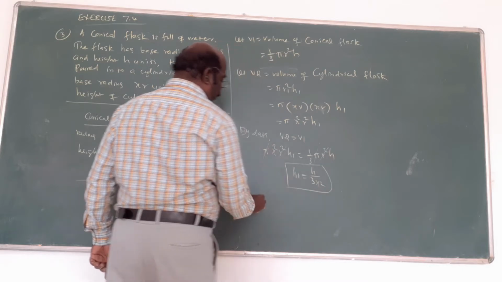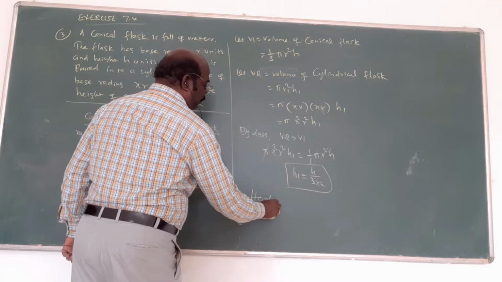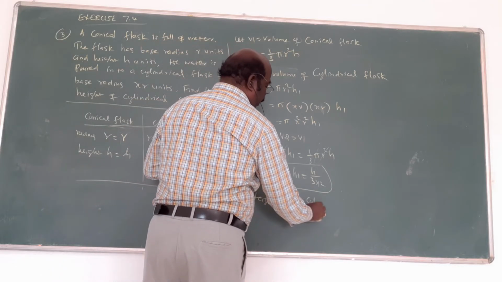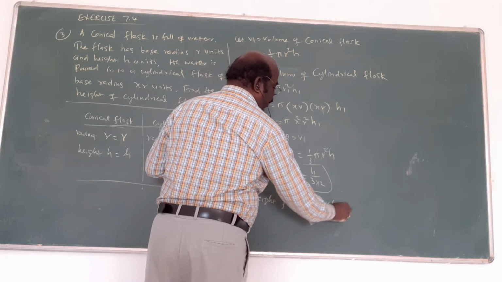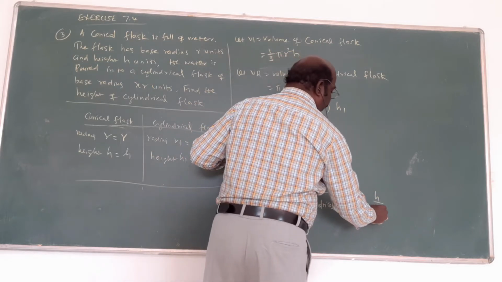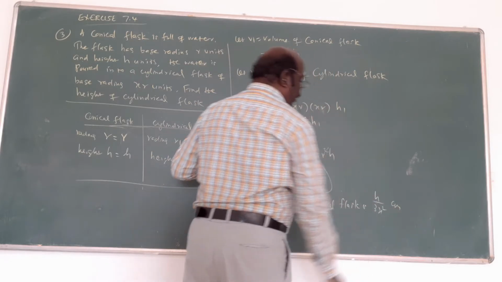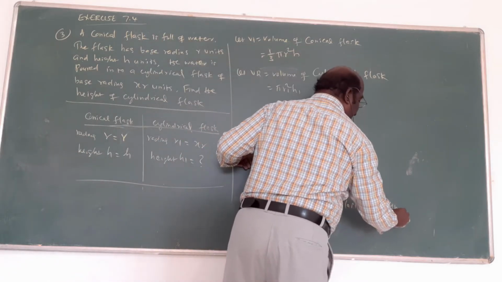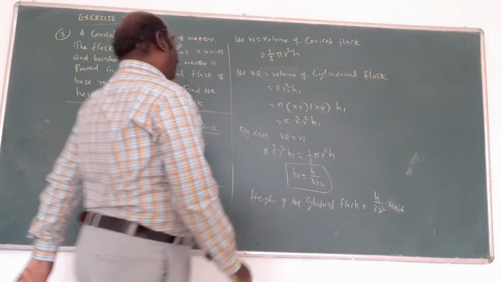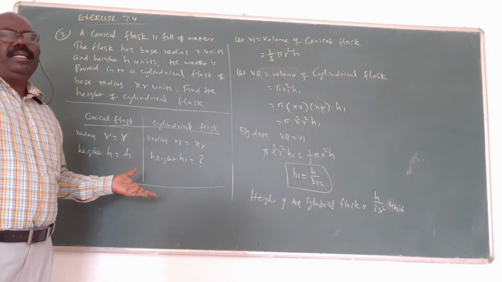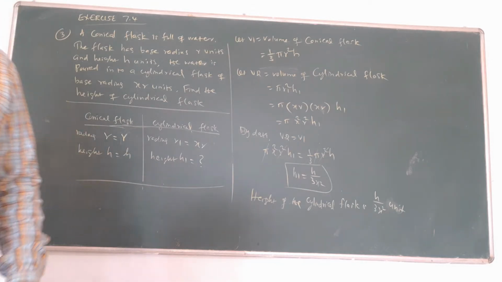Therefore, height of the cylindrical flask is h by 3x square centimeter. The unit is given above. That's all. Whatever numbers they give, write the formula, substitute the value. Here height is asked. That's all.